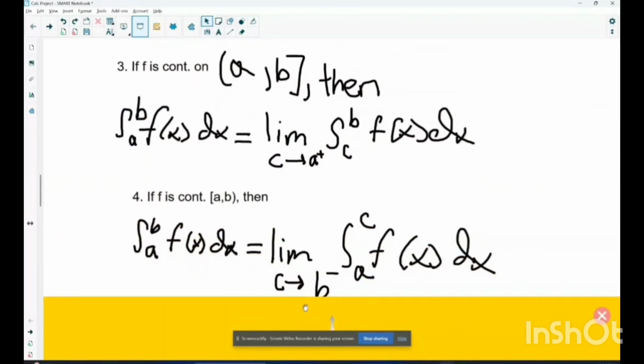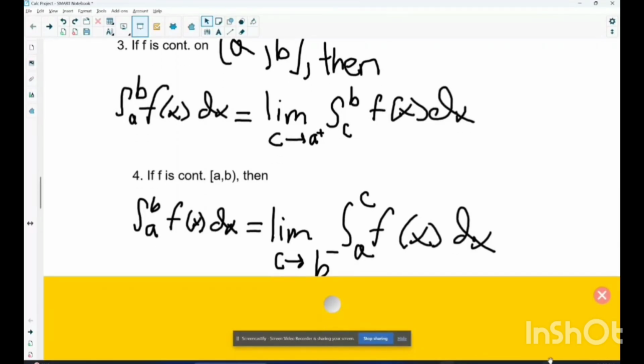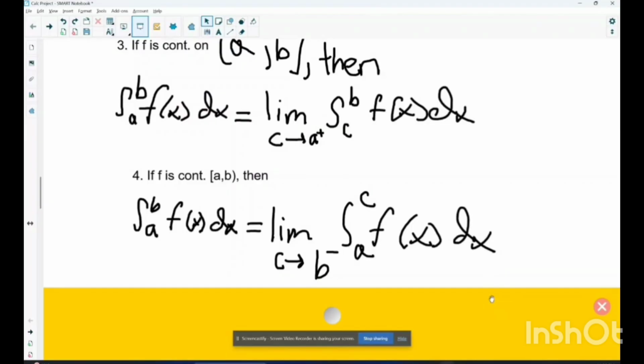For 3 to 4, instead of infinity, you're going to be plugging in real numbers. And you'll usually see this when the value makes it discontinuous, or you're going to just be approaching either from the left only or from the right. So that's why it's best to take a limit as you integrate it.